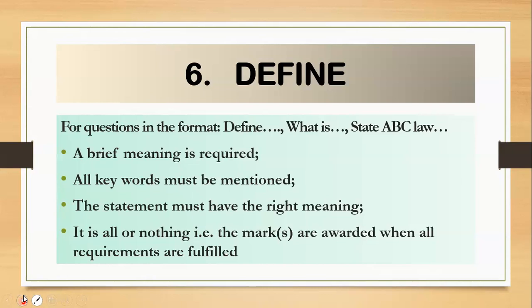What do we want? We only want a brief meaning of the term. But much as only a brief meaning is required, in these definitions, the examiners will look out for keywords which must be mentioned. And you must remember that for the definition, there is nothing like breaking up the marks, that maybe the definition is 2 marks, then we can give 1 mark for doing this, then another mark for doing this. No, if it is 1 mark, it is for everything being named, being stated correctly. If it is 2 marks, the 2 marks are awarded to the whole definition.